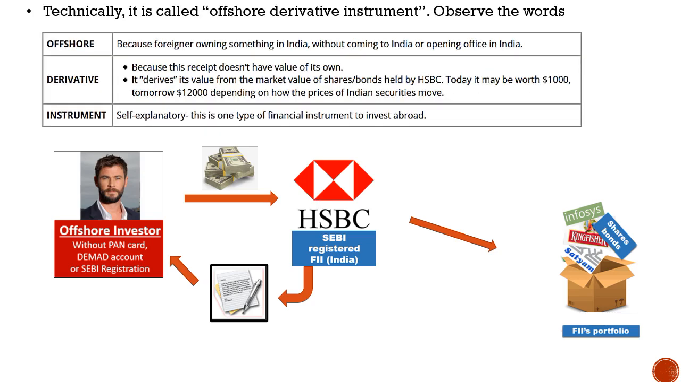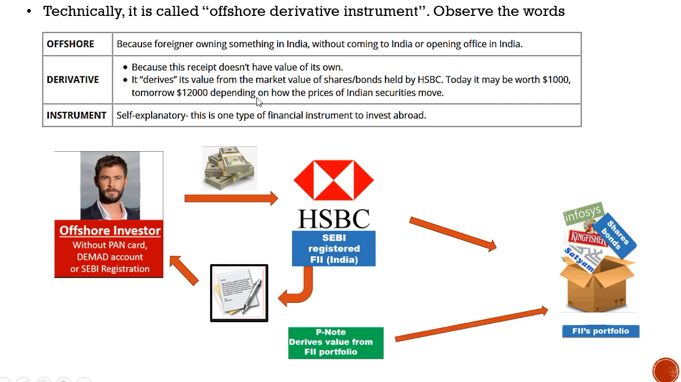Now, technically, it is also called an offshore derivative instrument. Now, observe those three words. Offshore, because foreigners own something in India without coming to India or opening an office in India. So that's the reason they use the word offshore. Here the foreign investor does not have anything in India, but he still owns the shares of India.